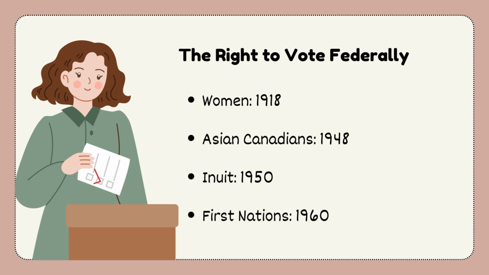In 1876, the Indian Act gave the First Nations the right to vote, but they had to give up their Indian status. In the year 1960, the First Nations were allowed to vote without giving up this status.